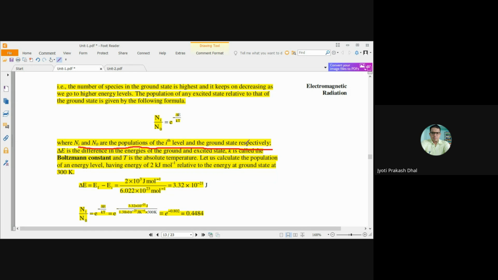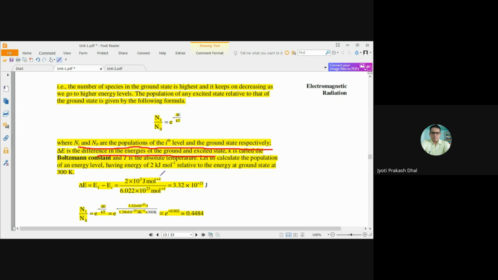Now according to the Boltzmann distribution formula, Ni by N naught equals e to the power minus del E by kT, where del E is the difference of energy between the ground state and the excited state, k is called the Boltzmann constant, and T is the absolute temperature.